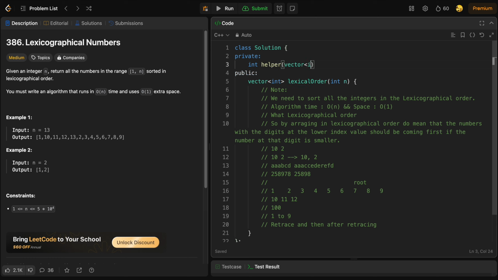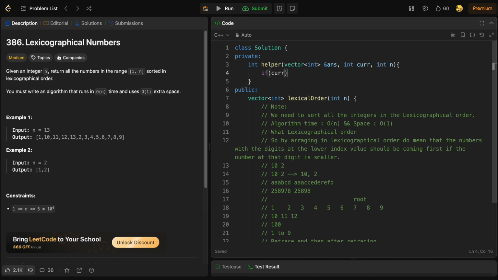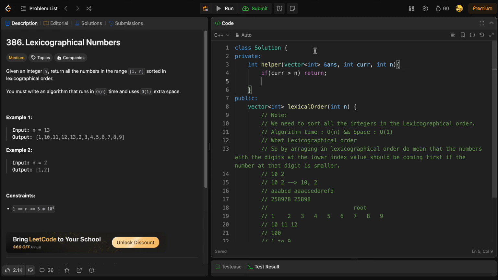First of all, I need to maintain the state array to store the answer, and I'm calling it ans. I'll pass in cur, which gives me the current number, and n, which is the limit. If cur is greater than n, then I'll simply return. And if it's not, then ans.push_back(cur).